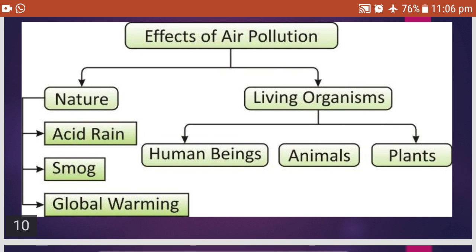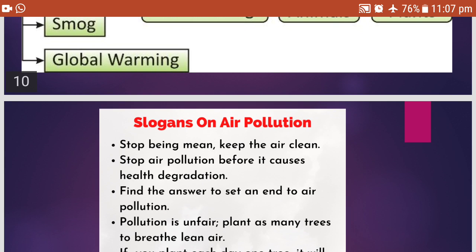Let us now see the effects of air pollution. It can affect nature; it can cause acid rain, smog, and global warming. Living organisms, see, in nature we get acid rain, smog, and global warming. Among living organisms, those affected are human beings, animals, and plants. How we are affected we will see in the next answer.